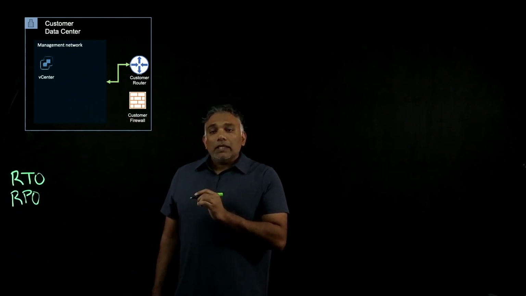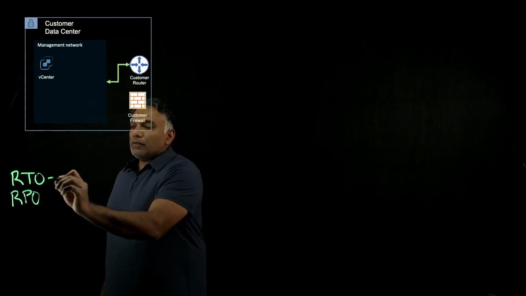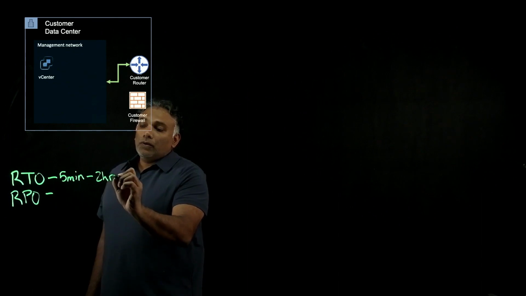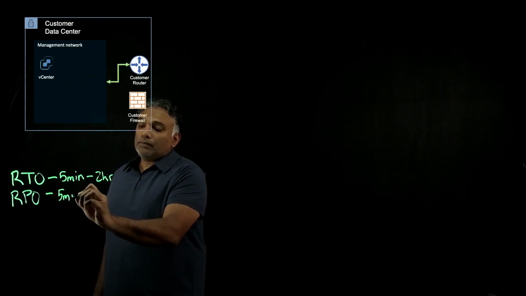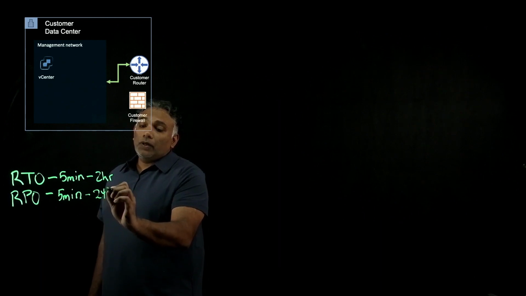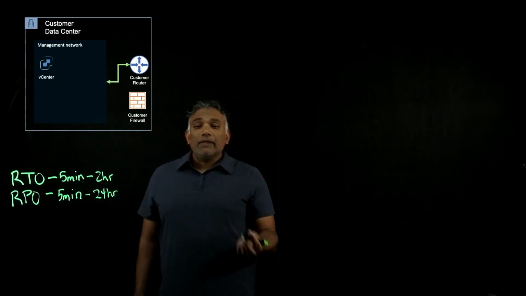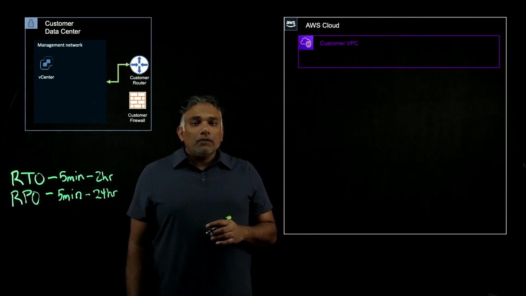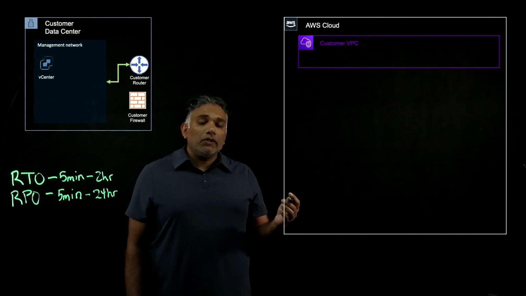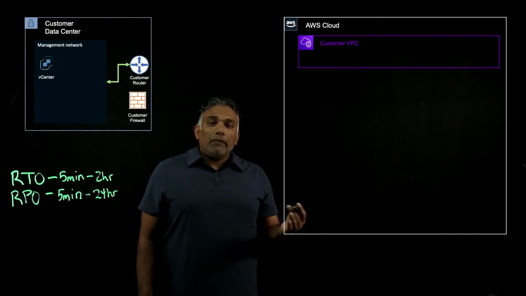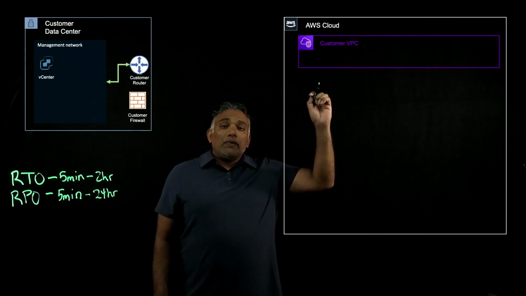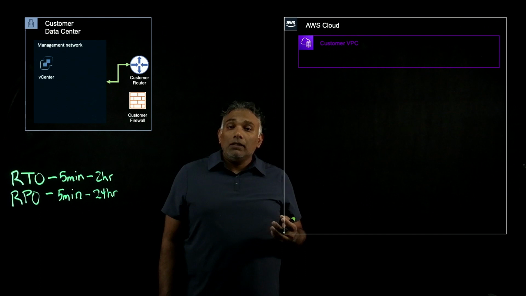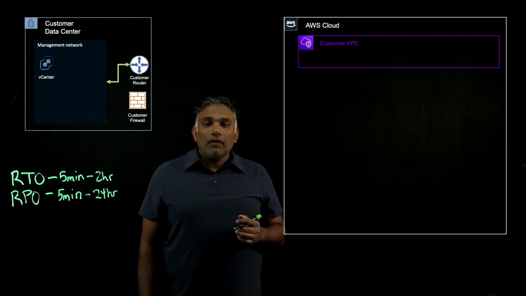When we look at these two things, if we see the customer has a 5-minute to 2-hour RTO and a 5-minute to 24-hour RPO, we typically recommend site recovery. Once we have that information, we take a look at the customer's current AWS account and setup. We want to make sure they currently have an account and that the customer has a customer VPC with network for private subnet and public subnet if that's a requirement.